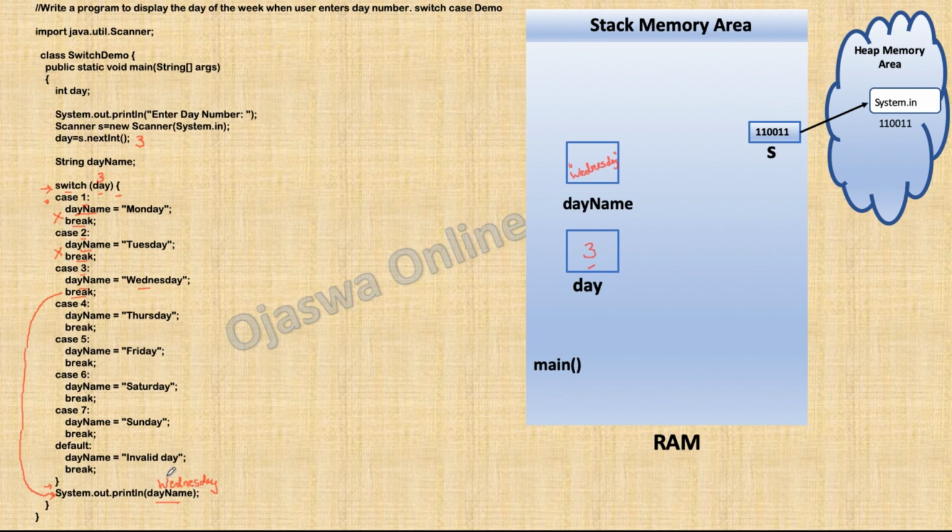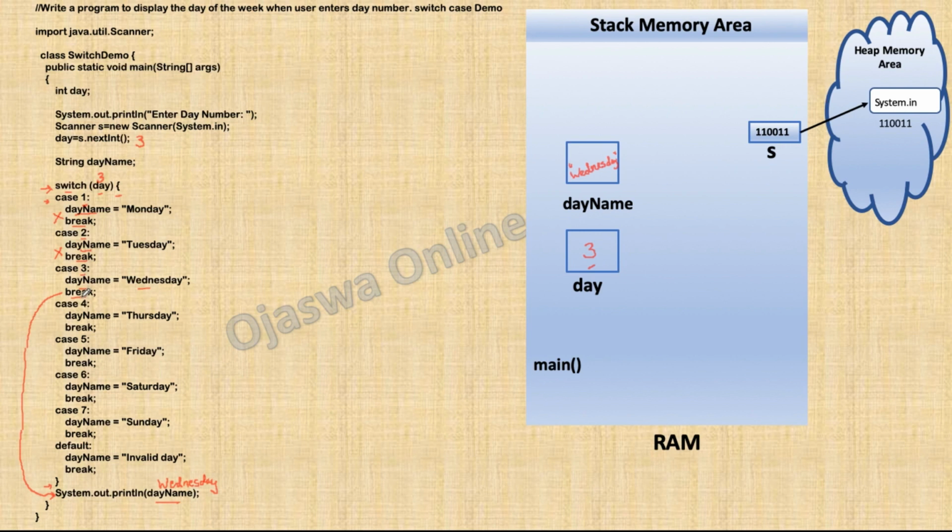Now the points to remember are duplicate case values are not allowed. For example, if I am writing case 1, I cannot write case 1 again in the same switch block. Second point, the value of the case must be of the same data type as the variable in the switch. For example, variable in the switch is of type int. Case values should also be of type int. I cannot have string over here or any other data type.